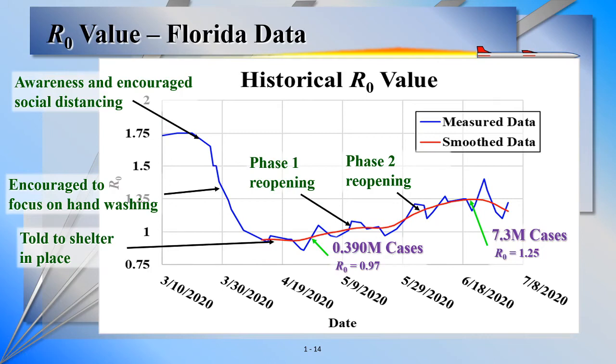390,000 cases. Florida's population is somewhere near 22 million, so 390,000 cases is extremely low for this disease, and that's when the R naught value was about 0.97.